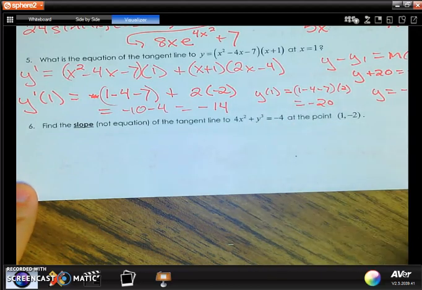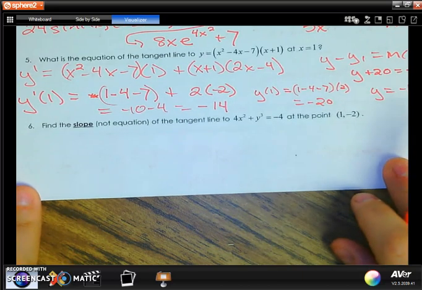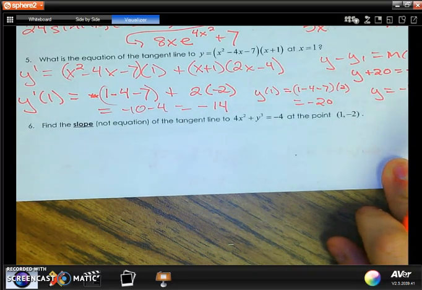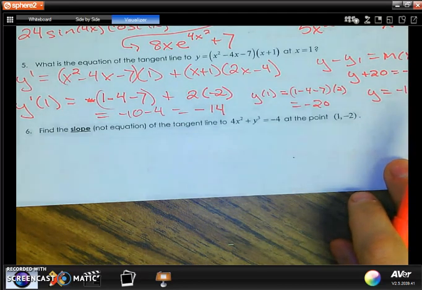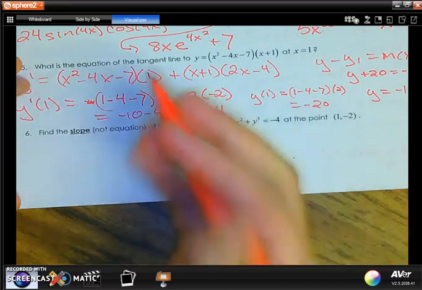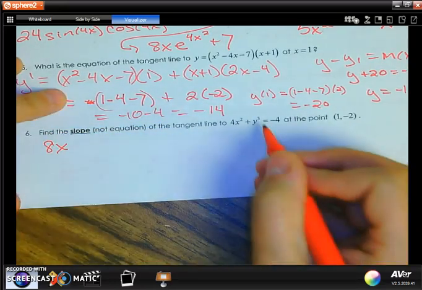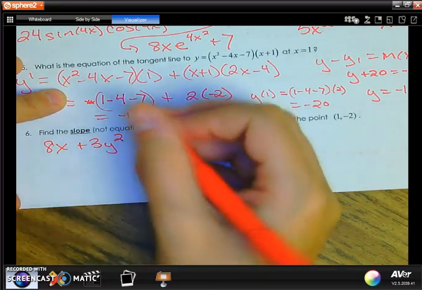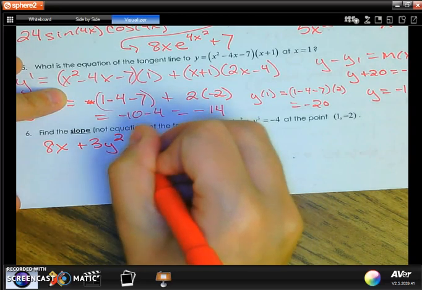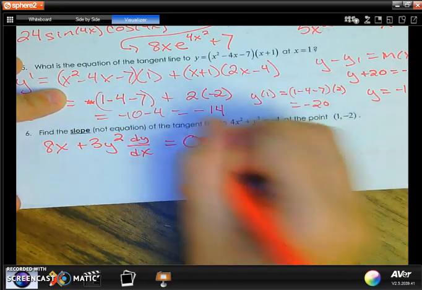Here you have to use implicit differentiation because you're taking the derivative of multiple variables at the same time. So start by taking the derivative with respect to x. When you take the derivative, you're going to get 8x, plus 3y squared. Again, you took the derivative of something that's not an x, so you have to tack on a dy/dx. And then equals the derivative of negative 4, which is 0.